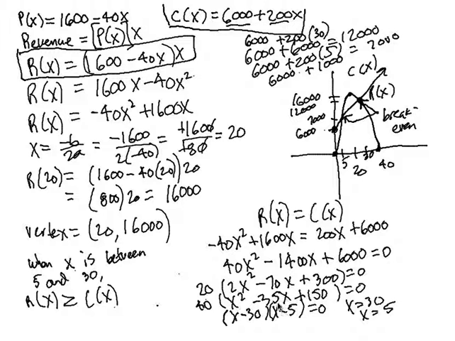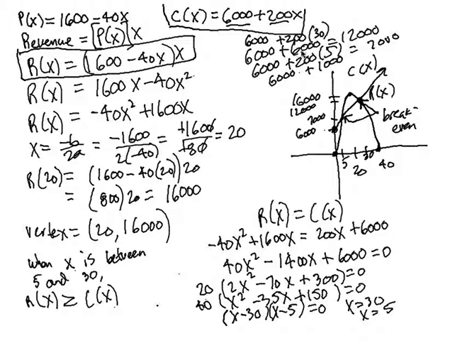X squared minus 35x plus 150 will factor into x minus 30 times x minus 5, which gives us 30 and 5 for x. Now we can find those function values for the revenue and the cost by plugging these values, 30 and 5, into either one of these functions, either the cost function or the revenue function.